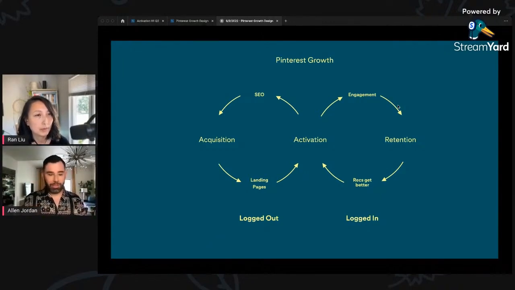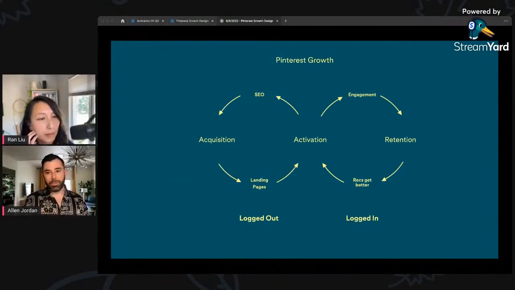So at Pinterest, we have our acquisition teams, which are like landing pages. People come in through SEO when they do a Google search. We get them signed up and onboarded and then connect them to engaging content as quickly as possible. As they engage, their recommendations get better, they get more inspired, and then we see them retaining, and the notifications bring them back into the platform. This is a little bit about our growth teams and how our flywheel works.